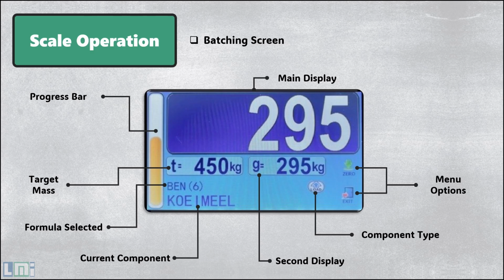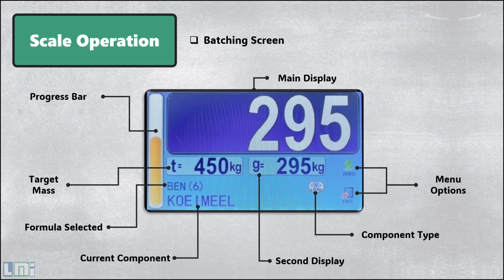In this case, the main display shows the mass currently added, 295 kilograms, and the secondary display shows the mass in the mixer. Because this is the first component, the gross mass is the same as the component mass. But this G = kg will then show the gross mass in the mixer. The progress bar will start orange from the bottom and increase as the weight gets closer to the target mass. Once the target mass is reached, the progress bar will turn green, and if more weight is added, switch over to red. The operator will only be able to press enter and continue to the next component if the progress bar is green.